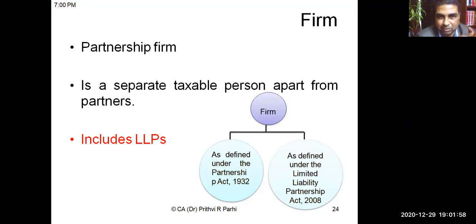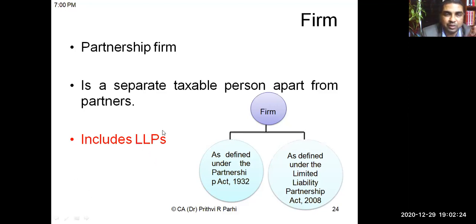Now, in case of partnership firm, what happens? The liability of the partners to the firm is unlimited. Whereas in case of limited liability partnership, the liability of the partners for the firm is limited. LLPs get registered with the Ministry of Corporate Affairs. So LLP, you can say, is an incorporated body.